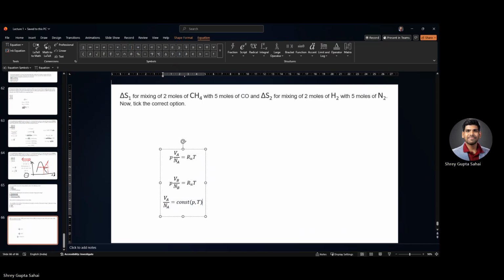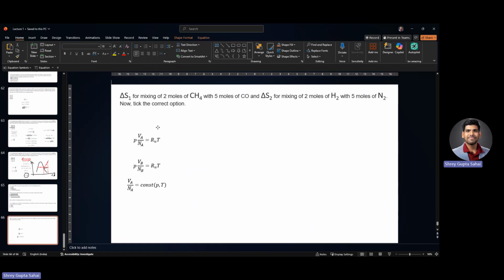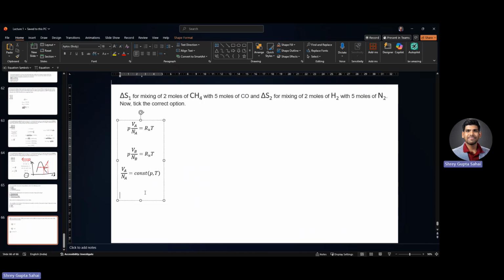Okay. Now, suppose you mix things. Now you have mixed two gases. Now what happens? So we should have an ideal gas. We should have an equation of state.